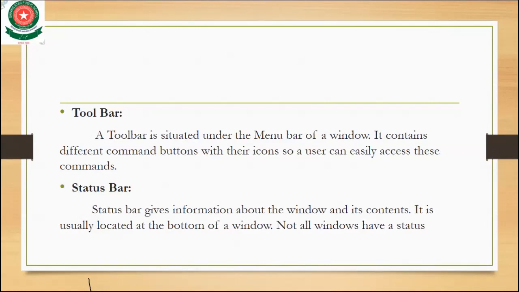The status bar tells you which folder you have opened, what the size of this folder is, and what the objects are, 3D objects or 2D objects. All this information about the window and its contents, meaning the folder which you have opened, is included in the status bar.